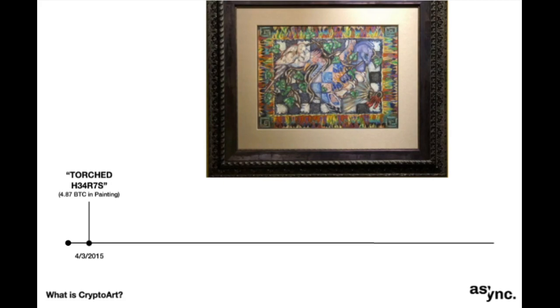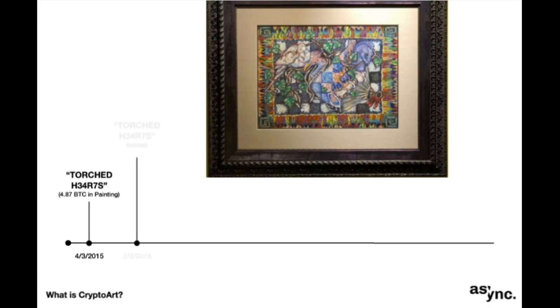This is a short timeline. It is not comprehensive, but just notable events in the crypto art space, things that we found interesting. In 2015, before Ethereum was public, when Bitcoin was around, a painting titled Torched Hearts was created, and this painting had 4.87 Bitcoin hidden within it. Basically there was a private key hidden in this painting, if you could figure it out. This was one of the first instances where someone integrated crypto and art. It was in a physical form.